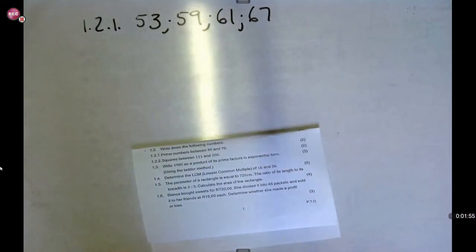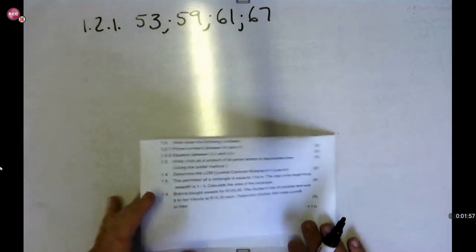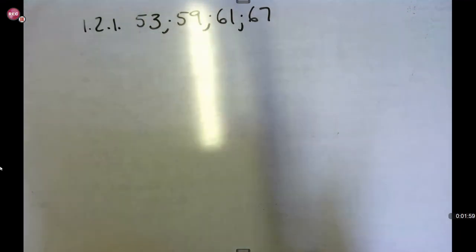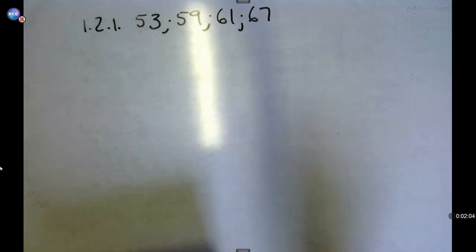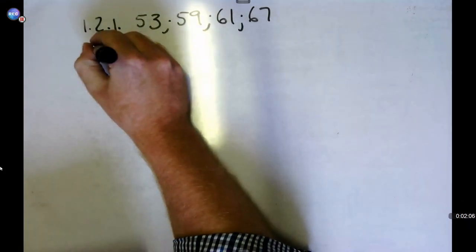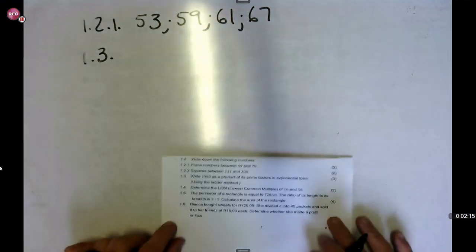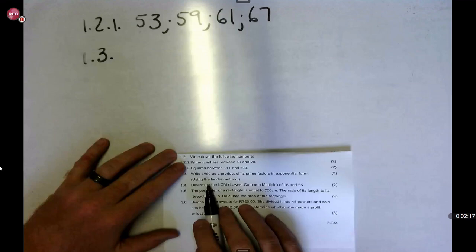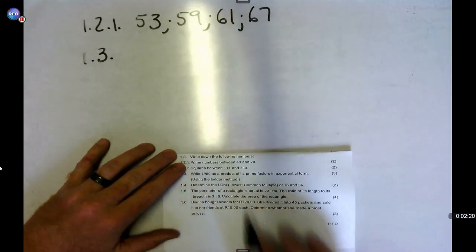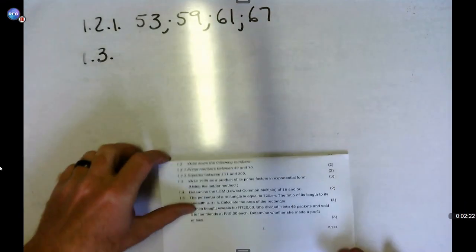Okay. Then the next question that we're going to look at is question 1.3, and they ask you to write 1980 as a product of its prime factors in exponential form. But in this regard, they are asking you to use the ladder method. Now there is a video on the ladder method that I posted last week that you could also fall back on and have a look at.